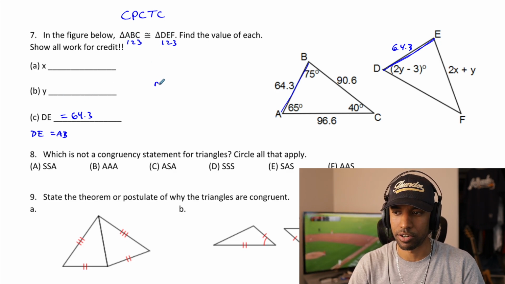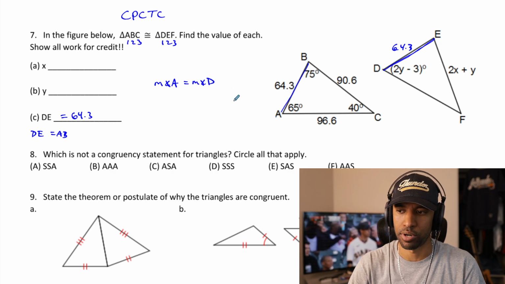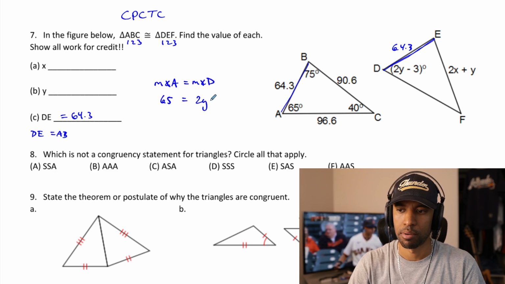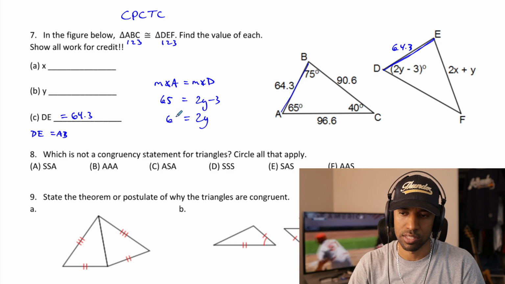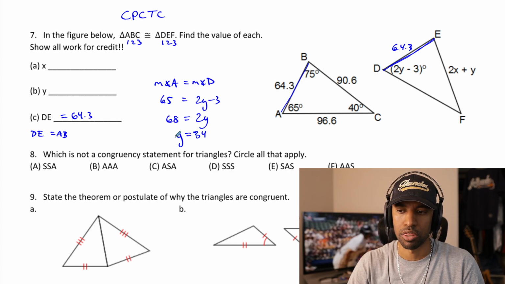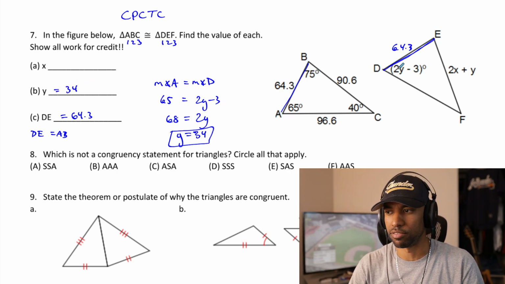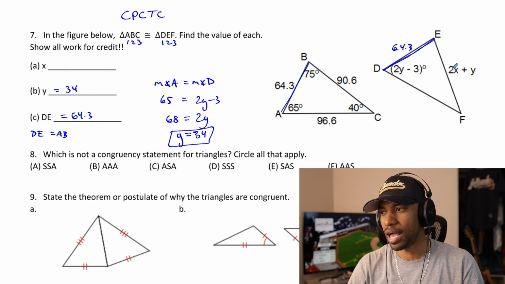Now let's go to y, just because I was talking about the measure of angle A. A and D are both each the first letter here, so measure of angle A equals measure of angle D. Therefore, the 65 degrees here is also the same as the 2y minus 3. So to solve for y, I'm going to add 3 to both sides and then divide both sides by 2. And I get, apparently, 34. Not degrees, but it is a part of an angle measure when you substitute it in, which will be in degrees.